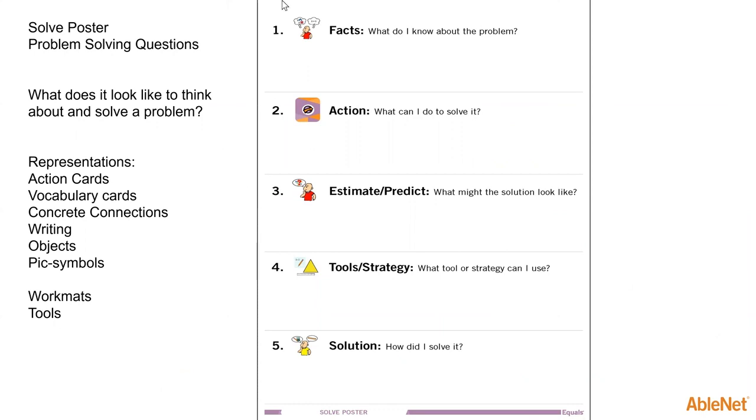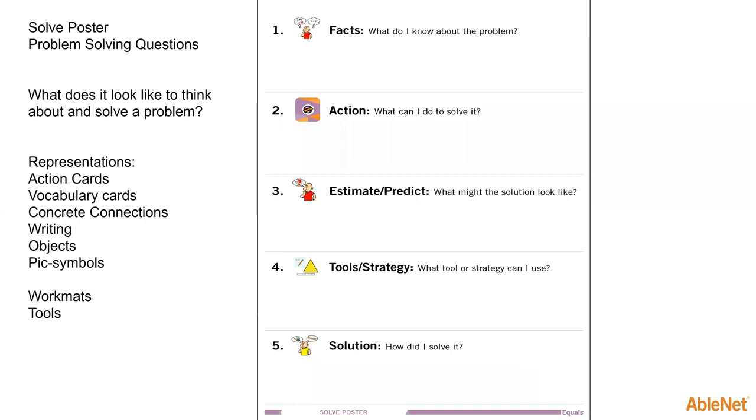So essentially, as I said, the solve poster has the problem-solving questions for identifying facts, action, an estimate or prediction, tools or strategy that they want to use, and what is the solution at the end of it. So it's essentially, as I said earlier, what does it look like to think about and solve a problem?